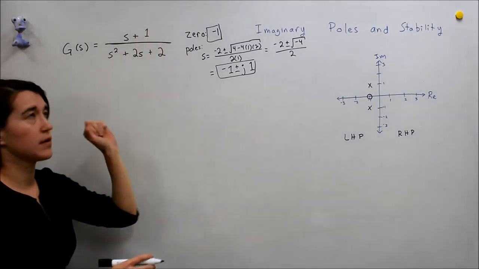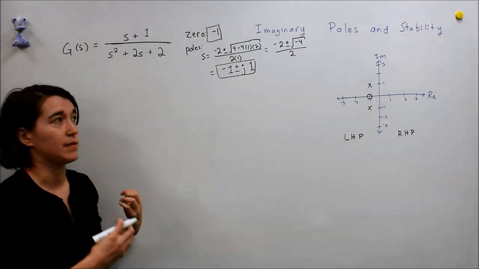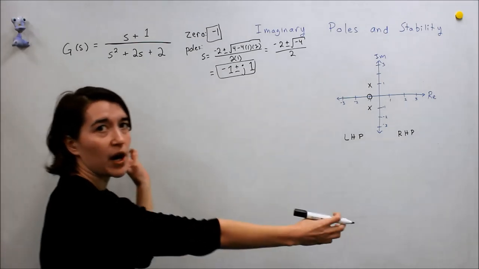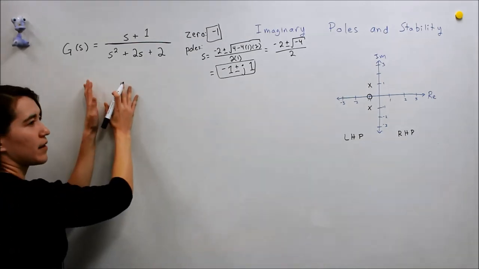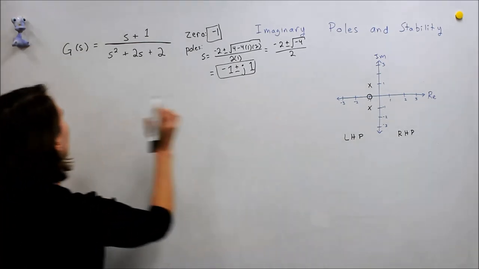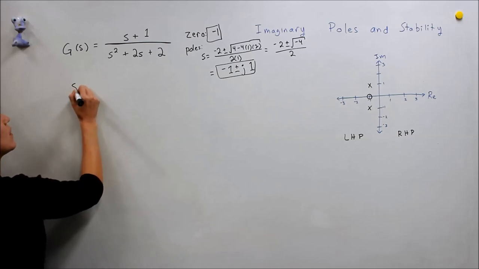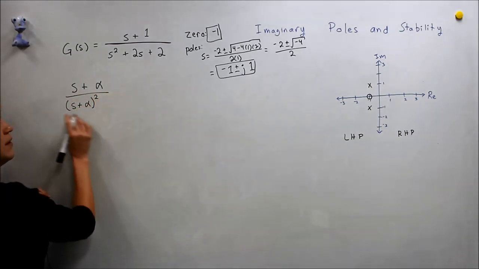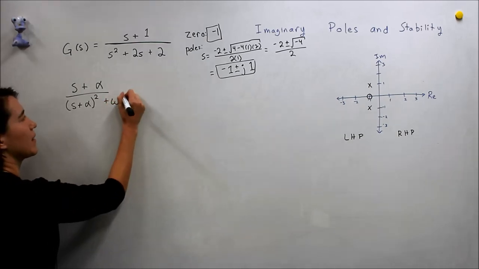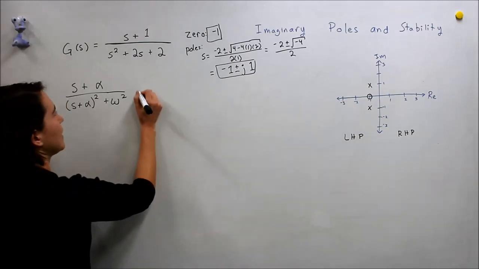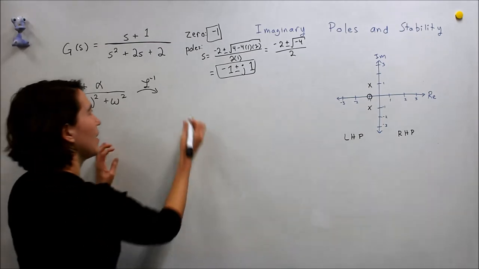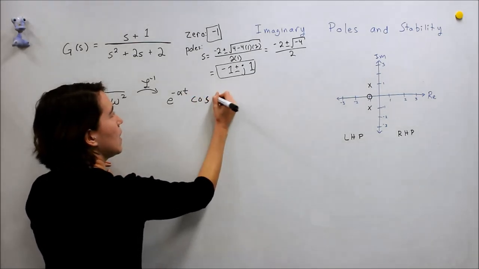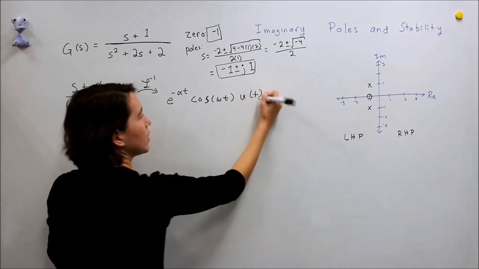All right, so we know our poles and zeros, and let's think back to what this means in the time domain. We can't factor the denominator, so we can't break it apart like we did last time. So we have to think about this in terms of cosines and sines. If we look up in a table, we will see that if we know a transfer function that looks like this, s plus alpha over s plus alpha squared plus omega squared, we can take the inverse Laplace of this, and we will get e to the negative alpha t times cosine of omega t times u of t, where this is our unit step.